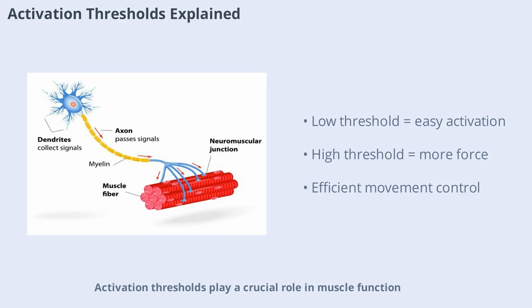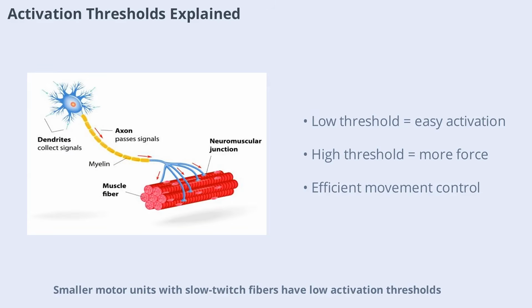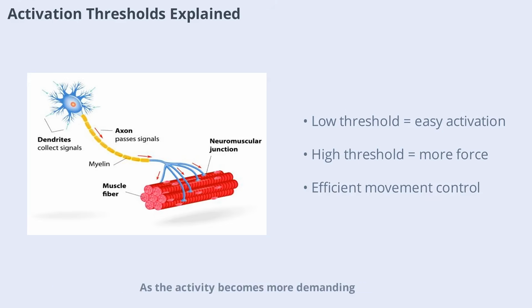Activation thresholds play a crucial role in muscle function. Smaller motor units with slow-twitch fibers have low activation thresholds, meaning they are recruited first and with less effort. As the activity becomes more demanding, the body recruits larger motor units with fast-twitch fibers, which have higher thresholds. This system allows for precise control during light activities and the ability to generate large forces when needed, such as during intense exercise or lifting heavy objects.